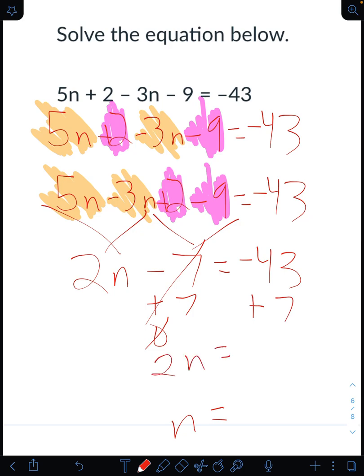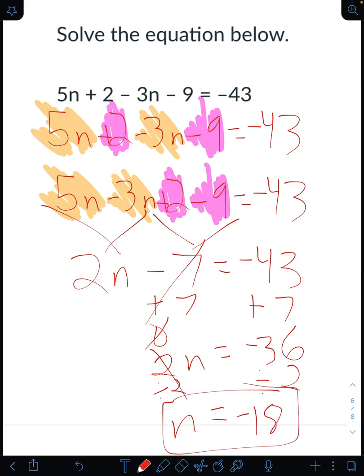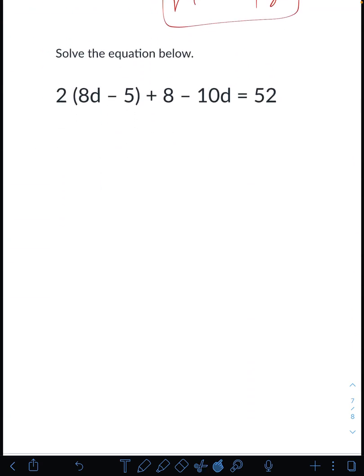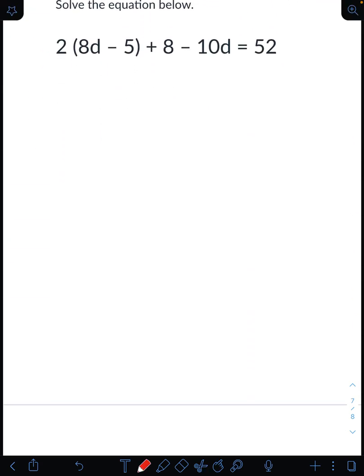We get 2n equals negative 36. Yep. Divide both sides by 2 to cancel that out. Divide that by 2, n equals negative 18. See, that's not too bad. Now the hardest we'll get is this. Bam. And that's distribution and combining like terms and solving the equation.